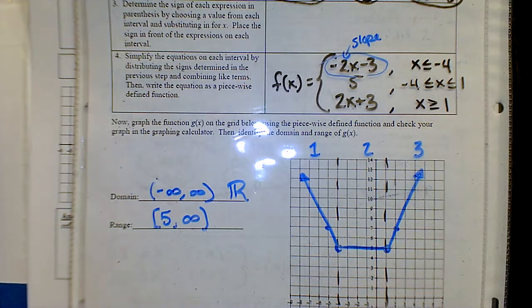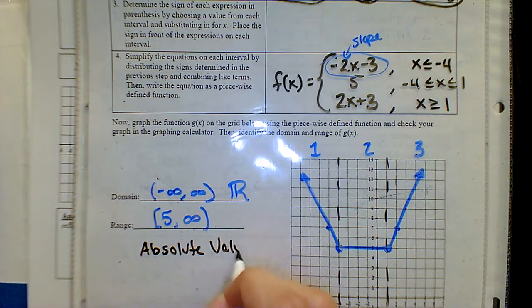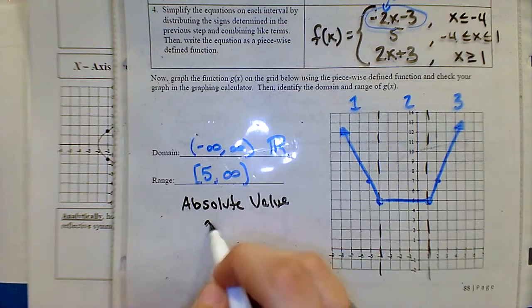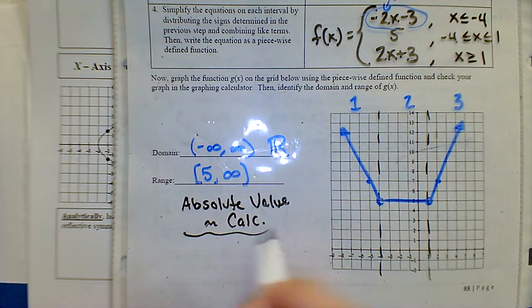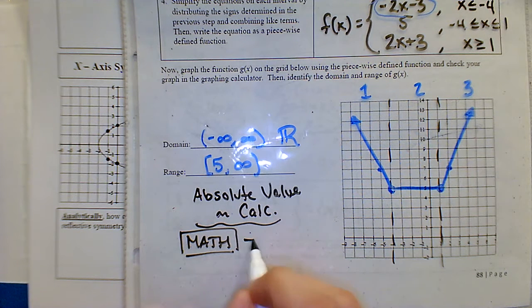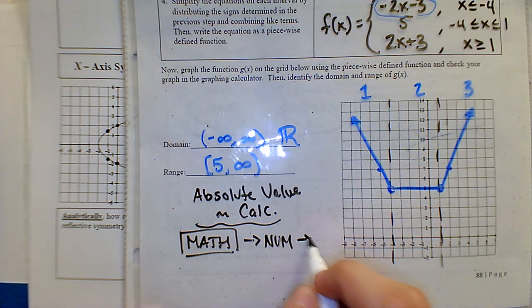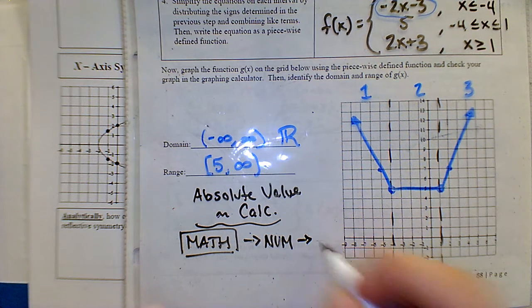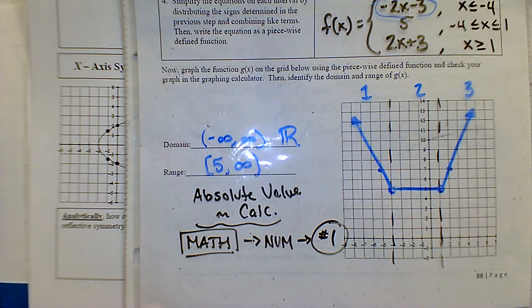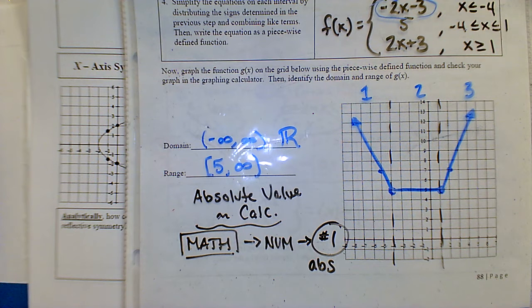Alright, maybe we'll write down those buttons. Okay, so absolute value on the calculator: you have to hit the math button, you scroll over to number, num for short, and you want to select the first option, ABS, to bring up those bars. We hanging in there?